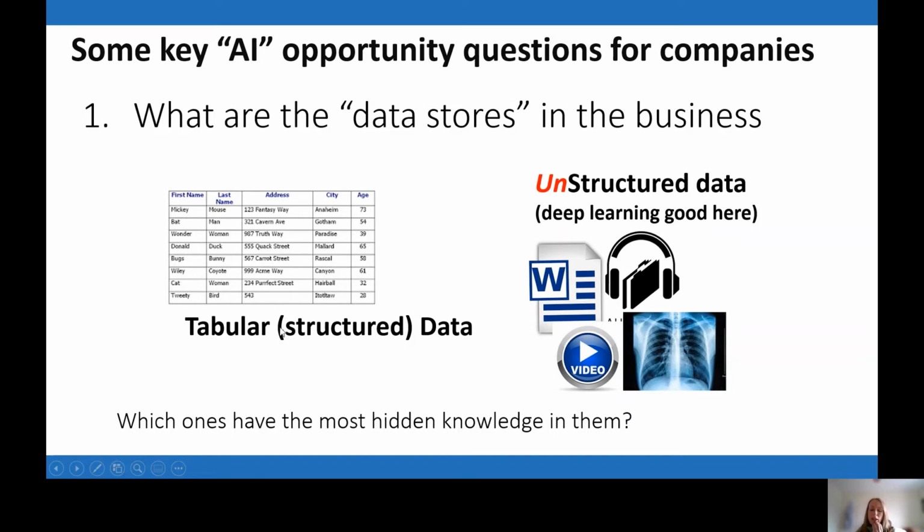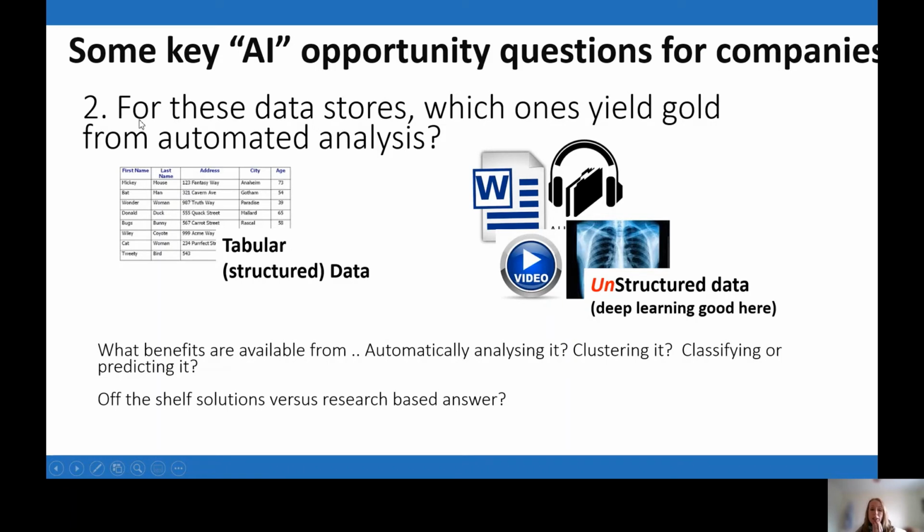But having taken those data stores, which ones have the most hidden knowledge in them? Which ones are likely to reveal the gems that are useful to your business? And that's the second point. Which ones yield gold from automated analysis? Where are they? And what benefits can you analyze as being available from them? If you automatically analyze it, you cluster it, you classify it, you predict from it. If you had a magic wand that allowed you to spend the time trawling through this data, what is the likely embedded knowledge in there?